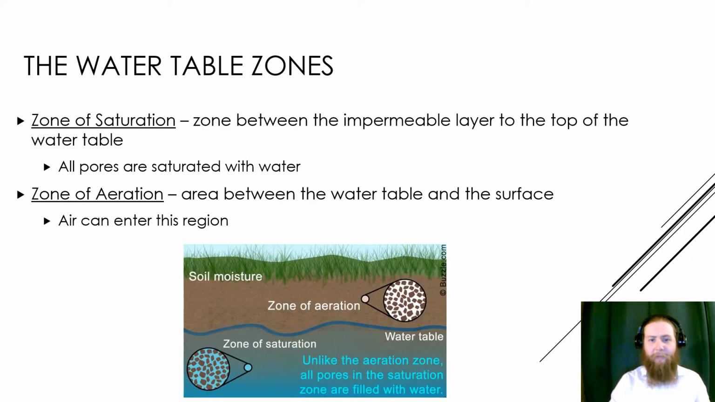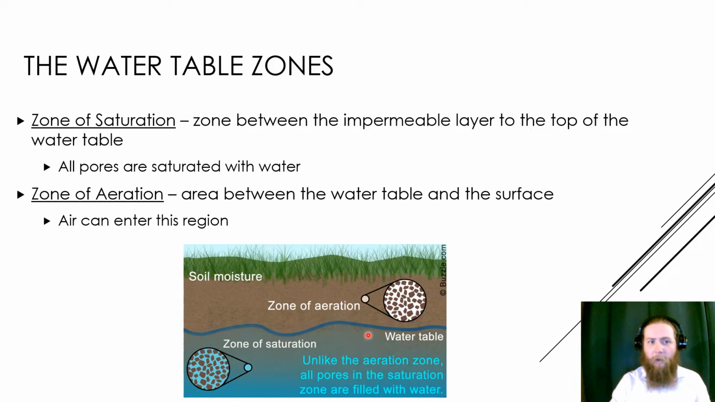The water table has some certain zones that we're going to talk about that determine where we're at in the water table, and they certainly determine how that water is going to behave there. The first is the zone of saturation. We're starting at the bottom here. The zone of saturation is the layer between the impermeable layer on the bottom to the top of the water table.